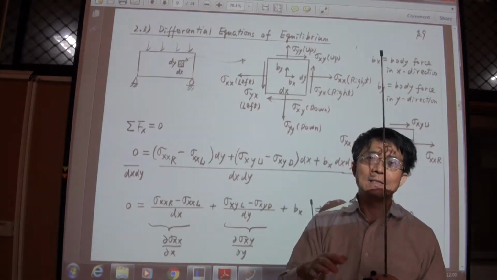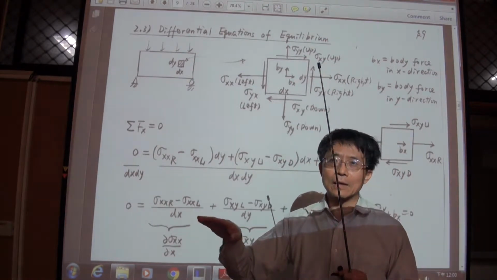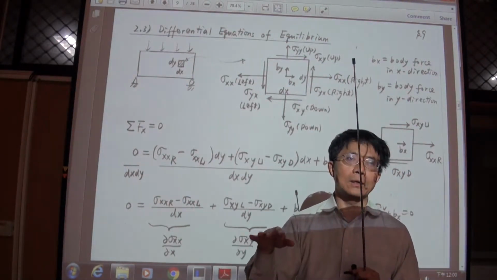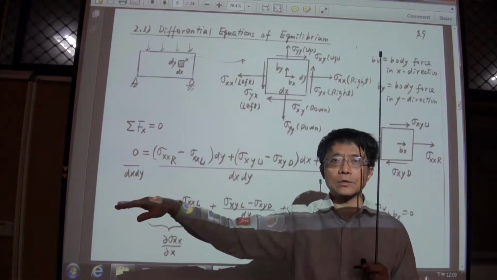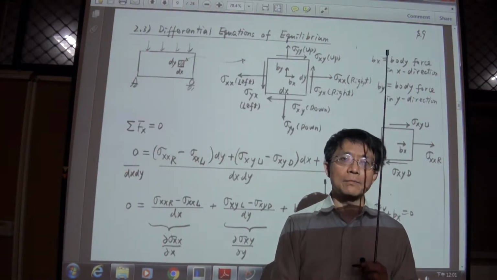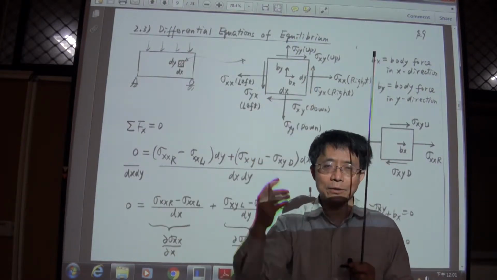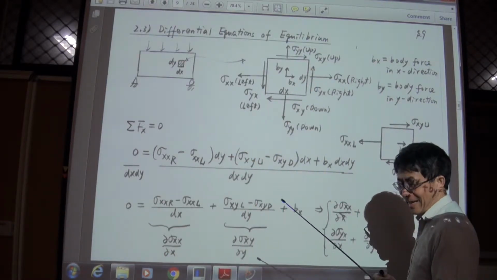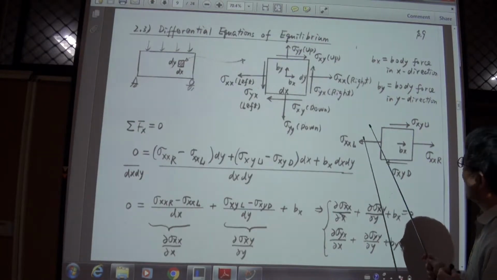Okay, I show you how to write down the equilibrium equation in the horizontal direction, and then after this, you can write down the equilibrium equation in the vertical direction by yourself as a homework. Okay, don't be afraid.